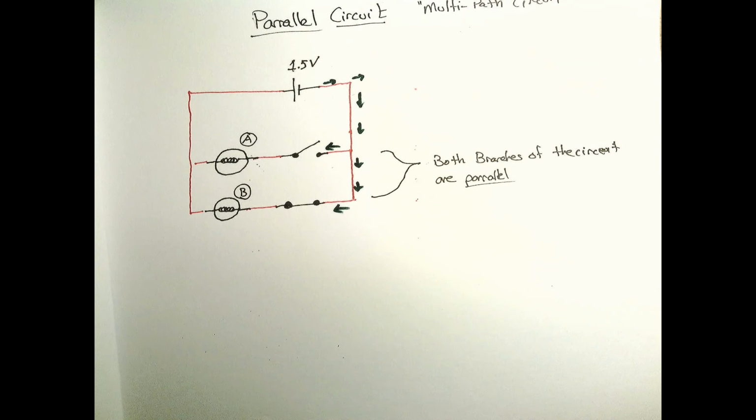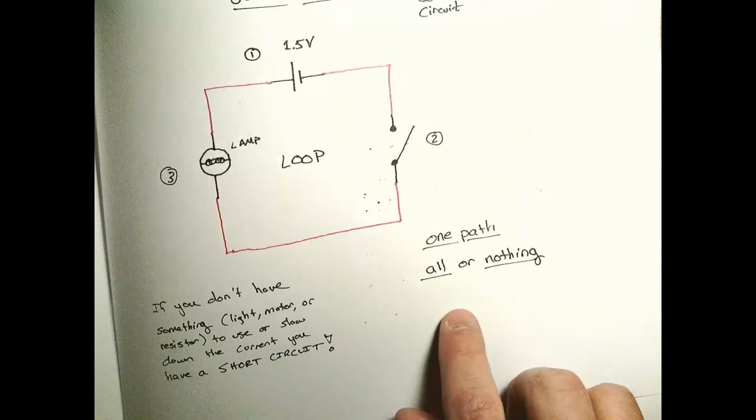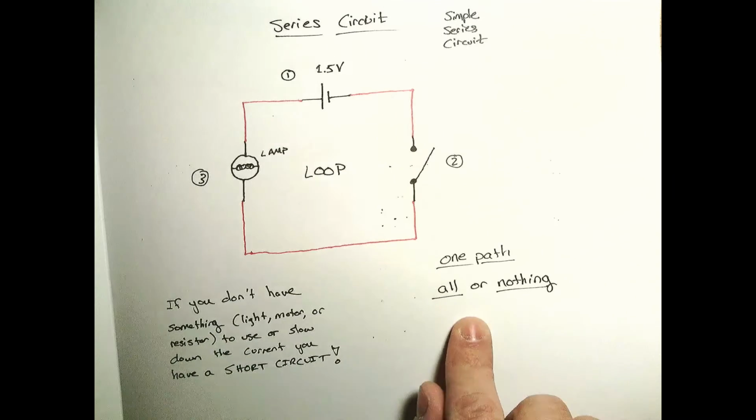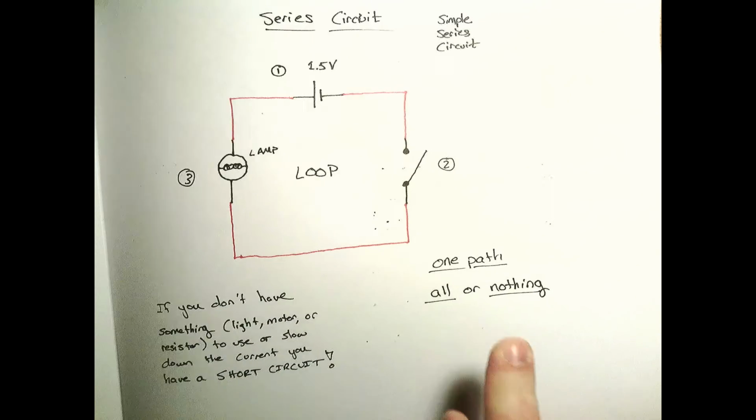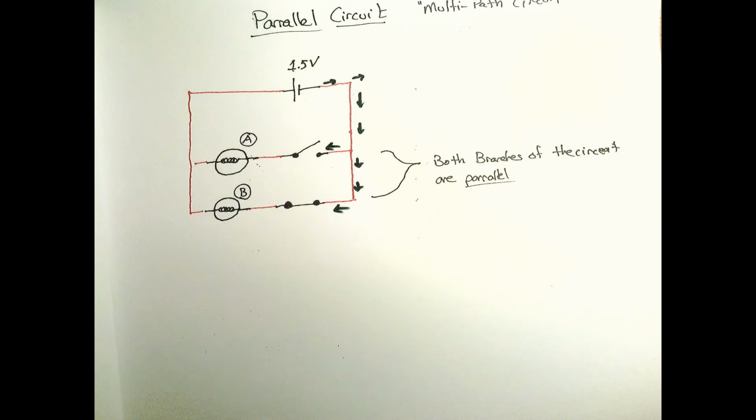Based on the way I've drawn this circuit, is this an all or nothing circuit? No, it's not. Notice in my previous one, all or nothing: if that switch is off, this circuit doesn't operate. That's not the same with a parallel circuit. In a parallel circuit, you can have branches that are off and other branches that are on. And so in one circuit, you can have multiple things happening.